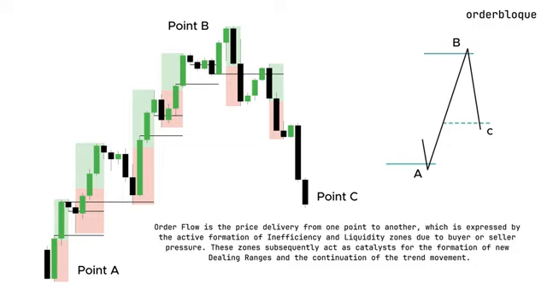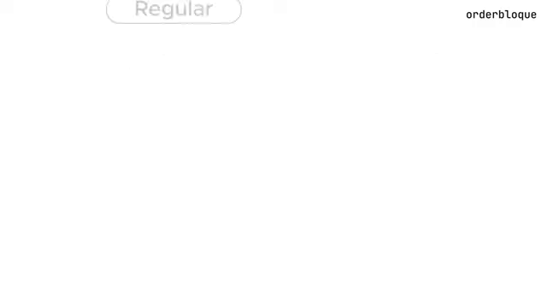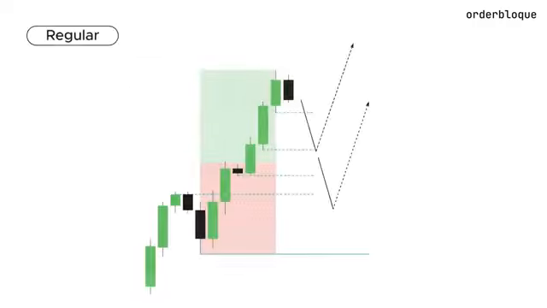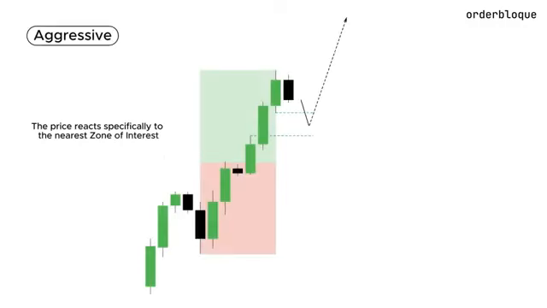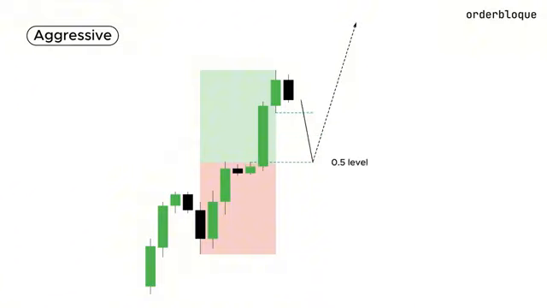A more precise definition is that order flow is divided into two types: regular and aggressive. Regular order flow is characterized by the price reaction to any inefficiency or liquidity zone within the range, which we also call the premium discount array. The main thing is that the price does not reach the extreme that would invalidate the idea of the entire dealing range. Aggressive order flow is when the price reacts specifically to the nearest zone of interest in the premium zone in a bullish scenario and in the discount zone in a bearish scenario, after which it continues its movement. An exception may sometimes be touching the 0.5 level, which is considered as equilibrium.